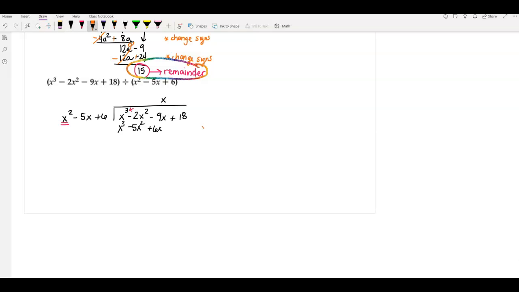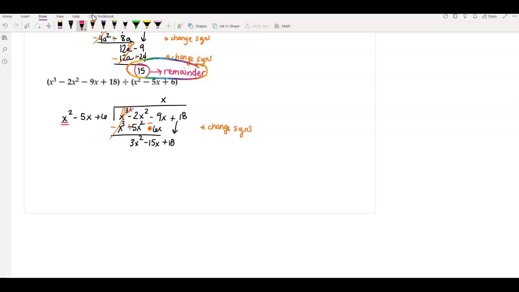Once again, we change signs. Positives become negative, negatives become positives, and then we simplify. These terms cancel. I have negative 2x squared plus 5x squared. It's 3x squared. Negative 9x minus 6x is negative 15x. And then we bring down our next term.